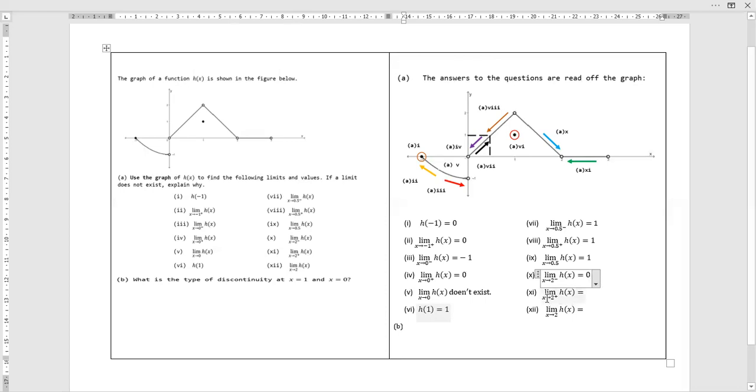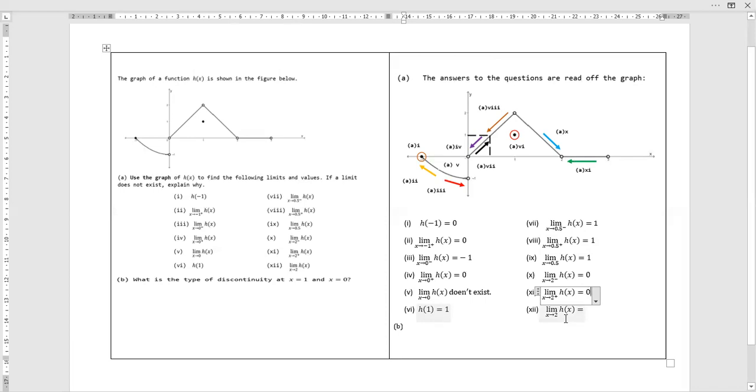And what is the next question? Question 11. What is the limit of h of x if x is approaching 2 from the right side? So we make use of this green arrow here. We can see from there that it also tends to 0.